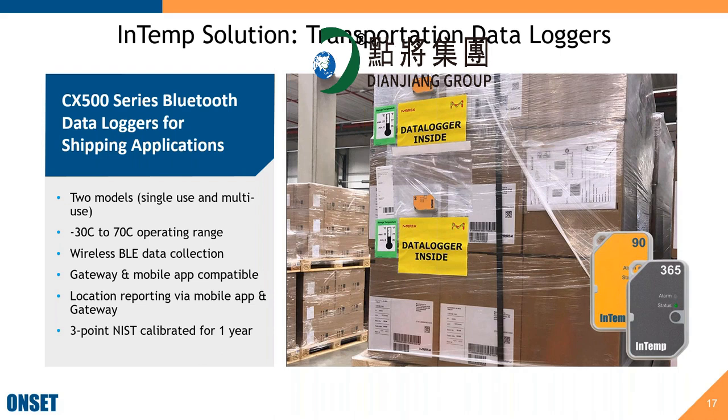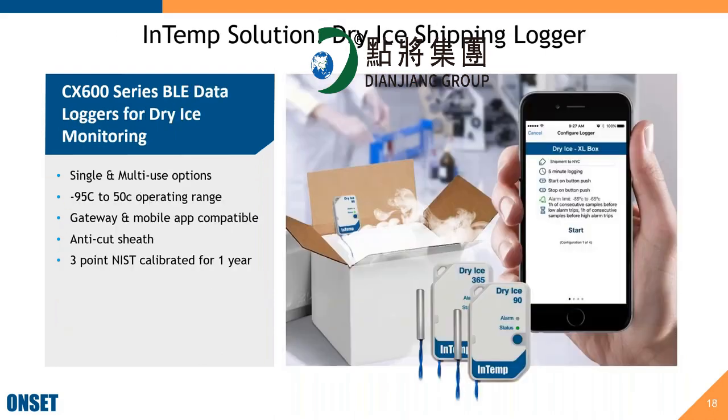And all of our supply chain, cold chain loggers are NIST calibrated for 1 year. The number of points we test at does vary a little bit. So this one is a 3-point NIST, good for 1 year. And it has an operating range of -30 to 70. So we're talking frozen to ambient shipments. Next, we have our dry ice version of that same logger. So same exact thing, except it's able to go all the way down to -95C and up to 50C.